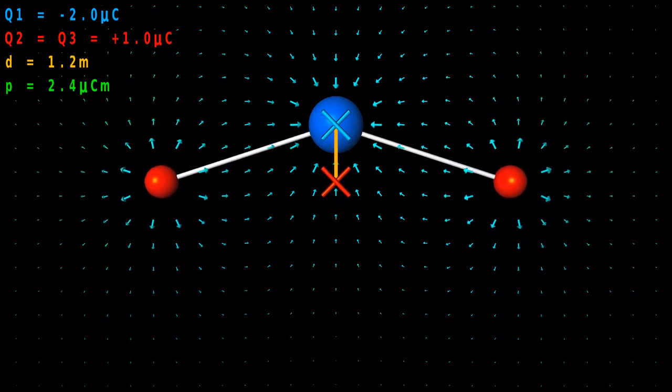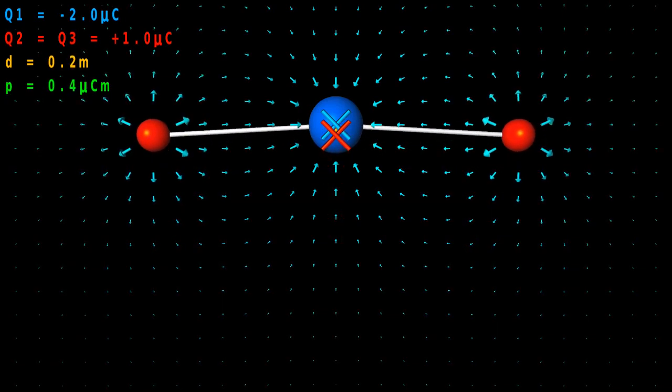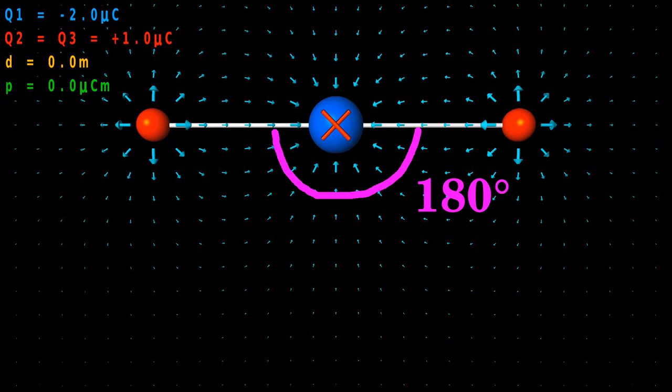The electric dipole moment will rise with the angle between the charges. At an angle of 180 degrees, the electric dipole moment is cancelled out, because the center of the positive charges is congruent to the center of the negative charge.